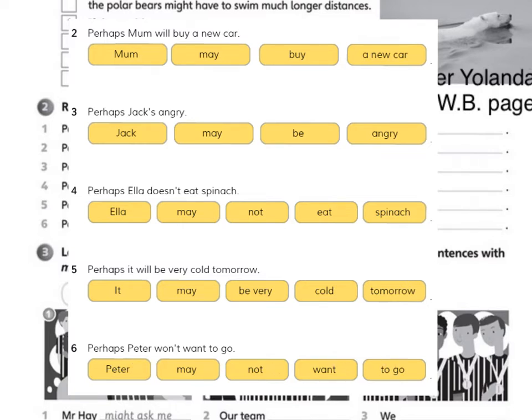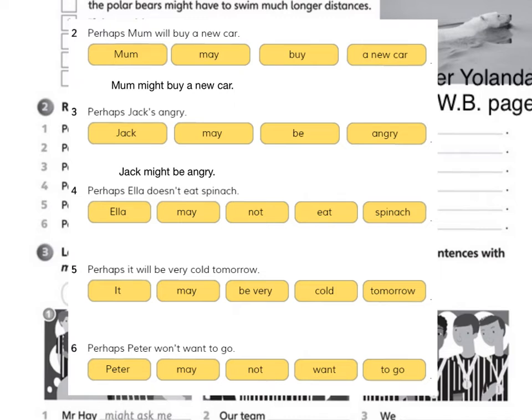All of these sentences could have a synonym with the other option, either may or might. For example, let's write this one. Mom might buy a new car. And that would be correct too. There is no difference in meaning. Now let's continue with the one of Jack. This could be: Jack might be angry.